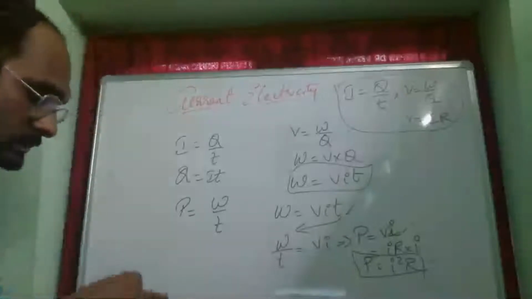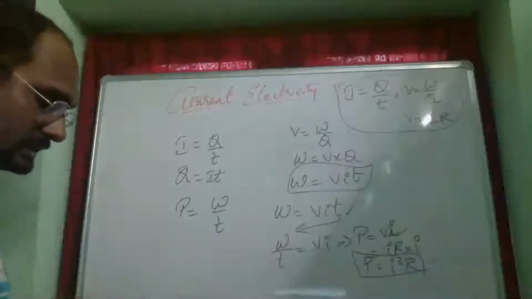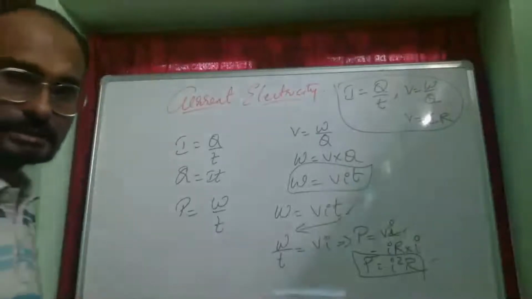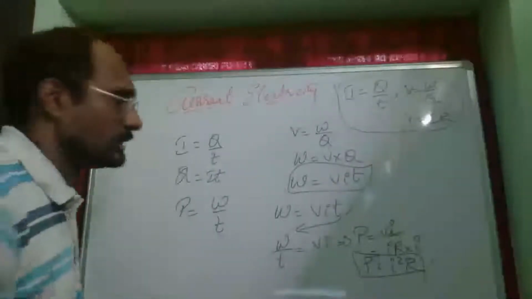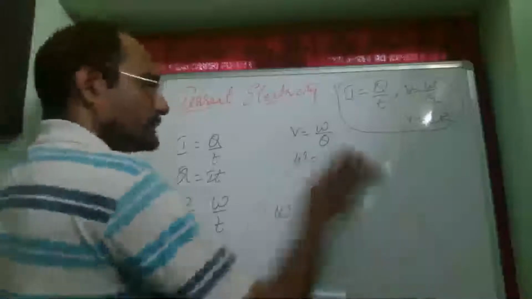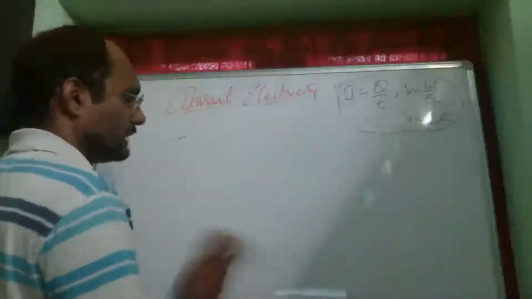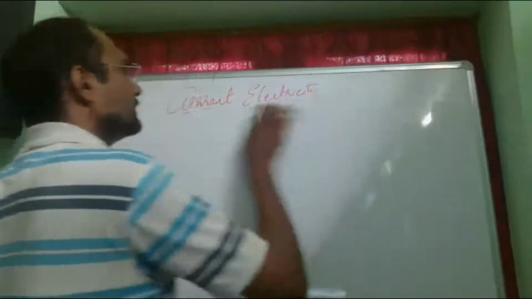Now with this, the concept of current electricity comes to a conclusion. Now, coming to the next part, that is magnetic effects of electric current.